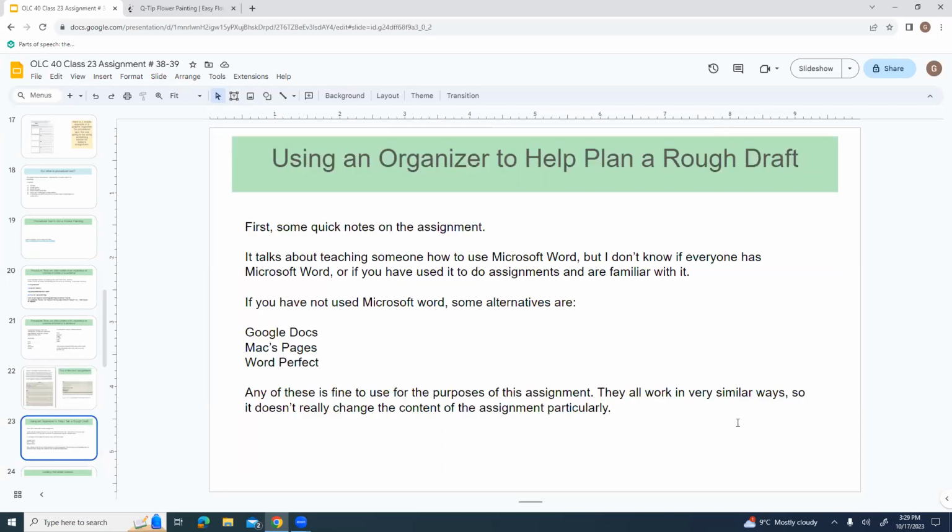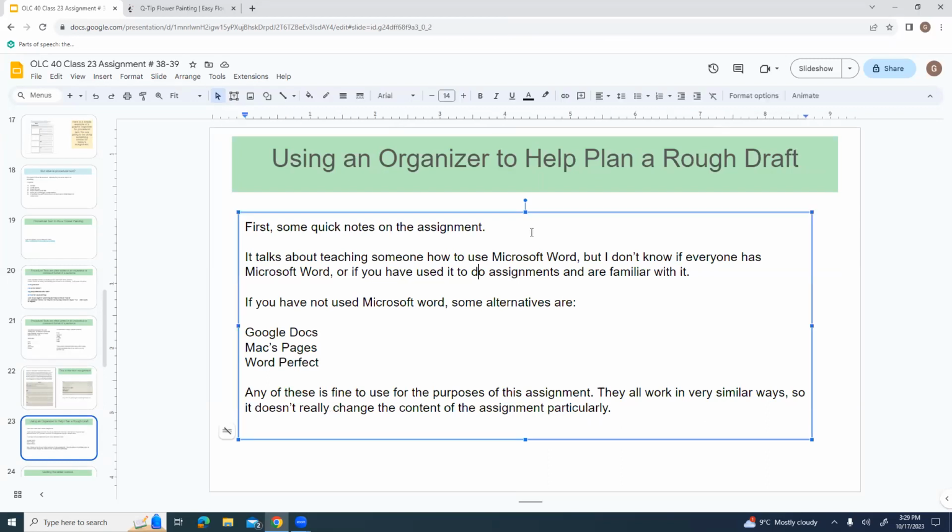Okay, so some quick notes. It's talking about, oh, why is my computer doing this? I'm so sorry. I don't know what's going on. There's no storm here or anything. I'm not even touching the computer.